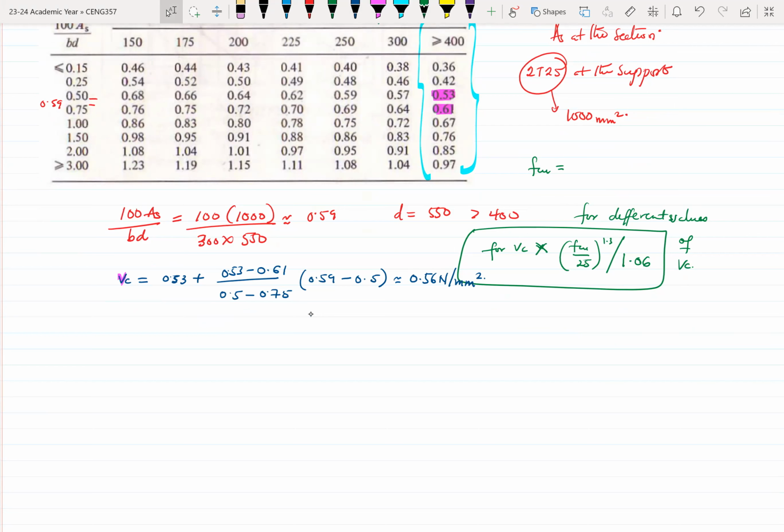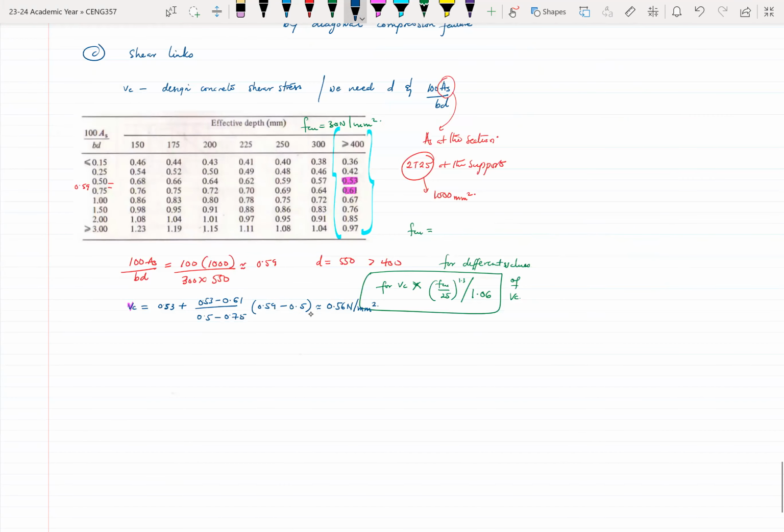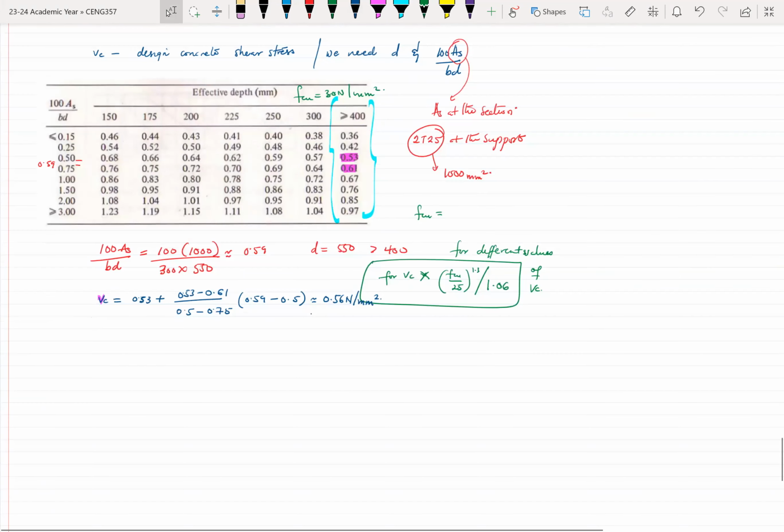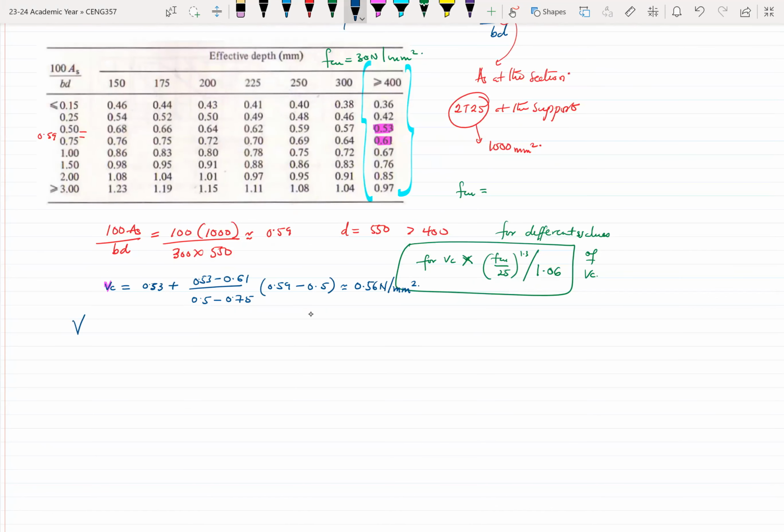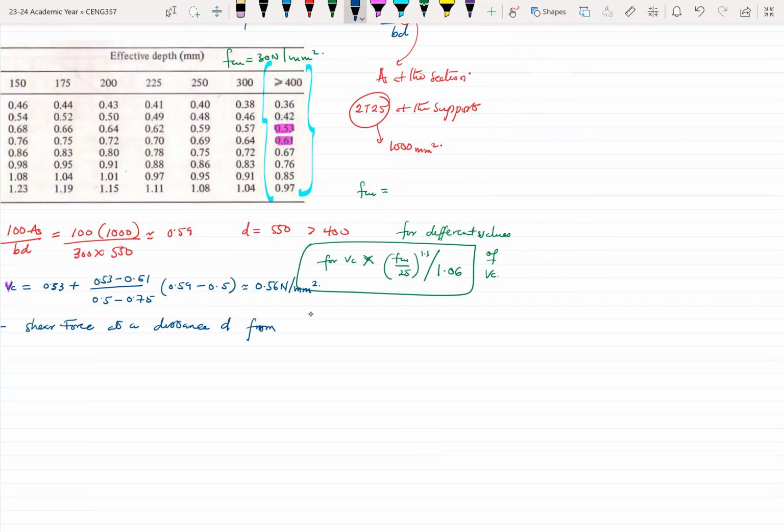So once we find that, we need to determine the shear force, sorry. So we have our VC. Now we need to find VD, which is the shear force at a distance D from the face of the support. Okay.